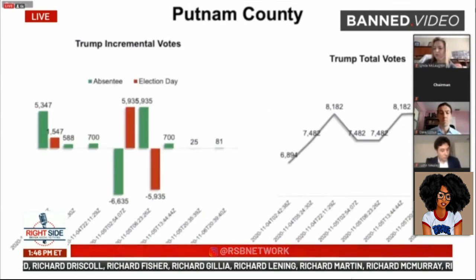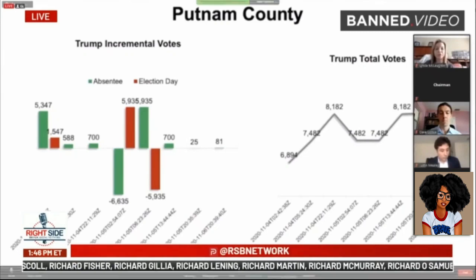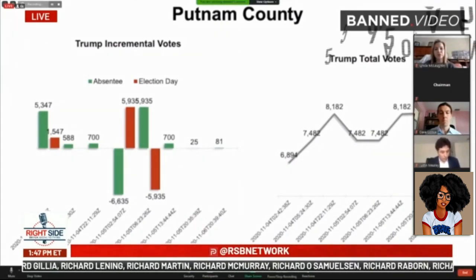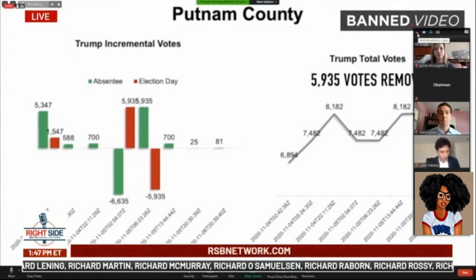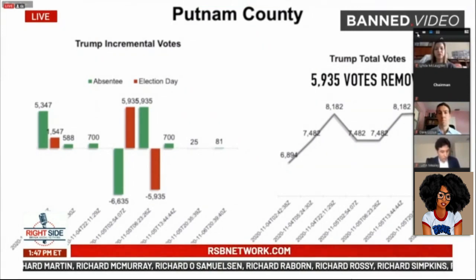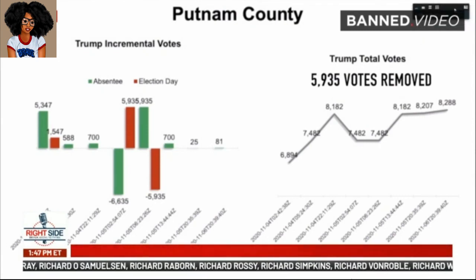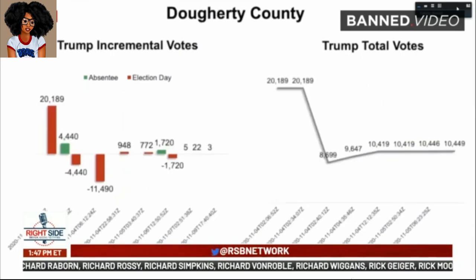So this wouldn't necessarily be captured in the state totals as they're reported on TV, since one county's deduction in votes can be offset by another county's reporting of equal or greater votes. The first question you're going to want to ask, or already have asked, is why are any bars going negative? And the answer is they shouldn't.